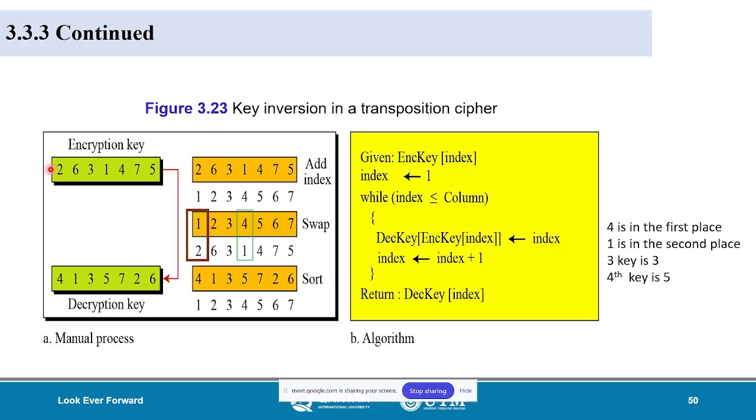This is our encryption key. We will write it in this orange rectangle. Okay, we did nothing. We only wrote this in this orange rectangle. Now we will write 1 2 3 4 5 6 7.